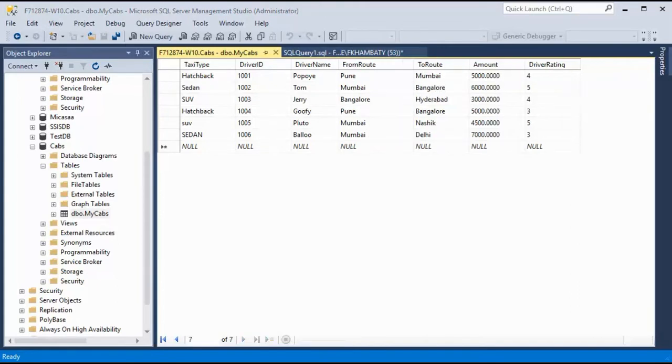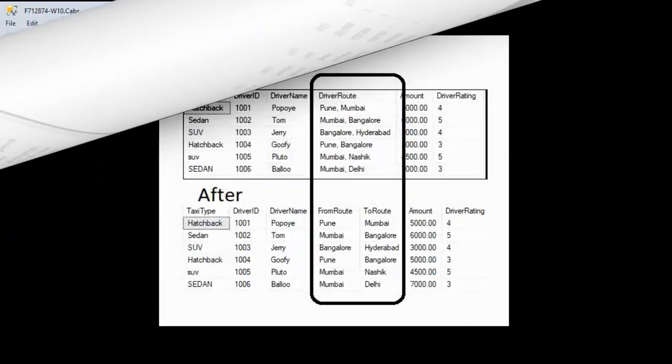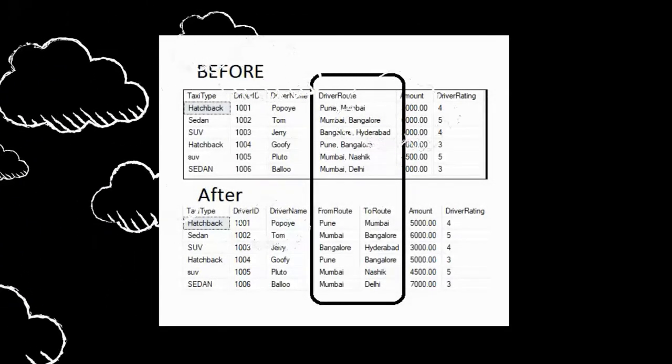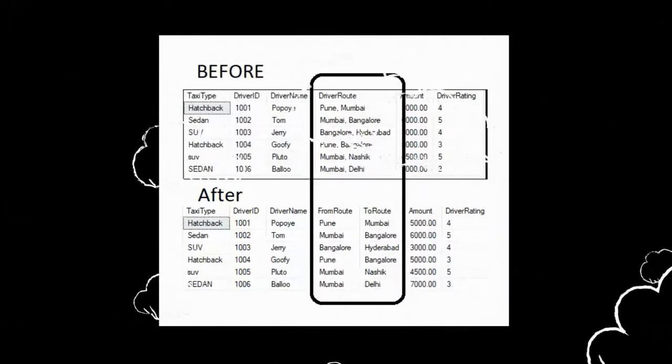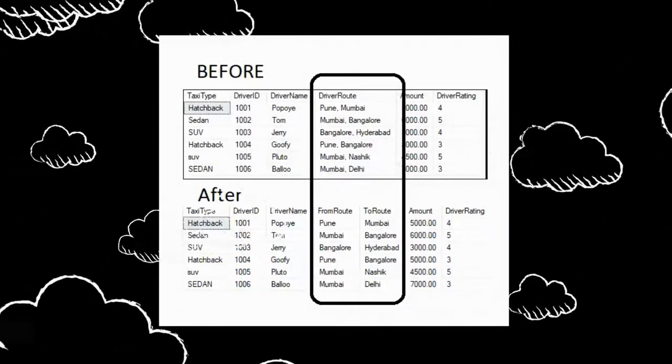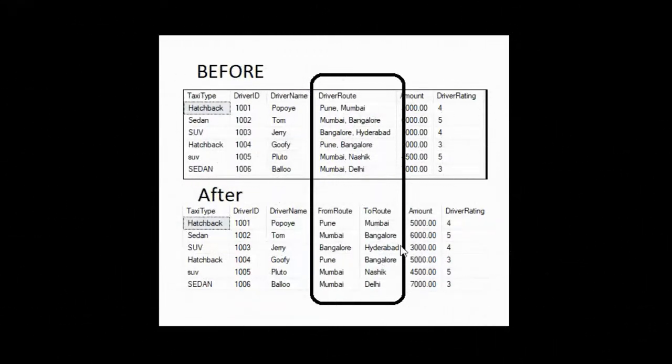So what we have done, we have broken down the complicated jumbled up data into two separate columns, into two separate units. So to eliminate any confusion that you may have, I have taken a before and after snapshot of the data that we had in the same table. Look at the driver route all jumbled up and look at how organized it looks over here. This is the first rule of first normal form.